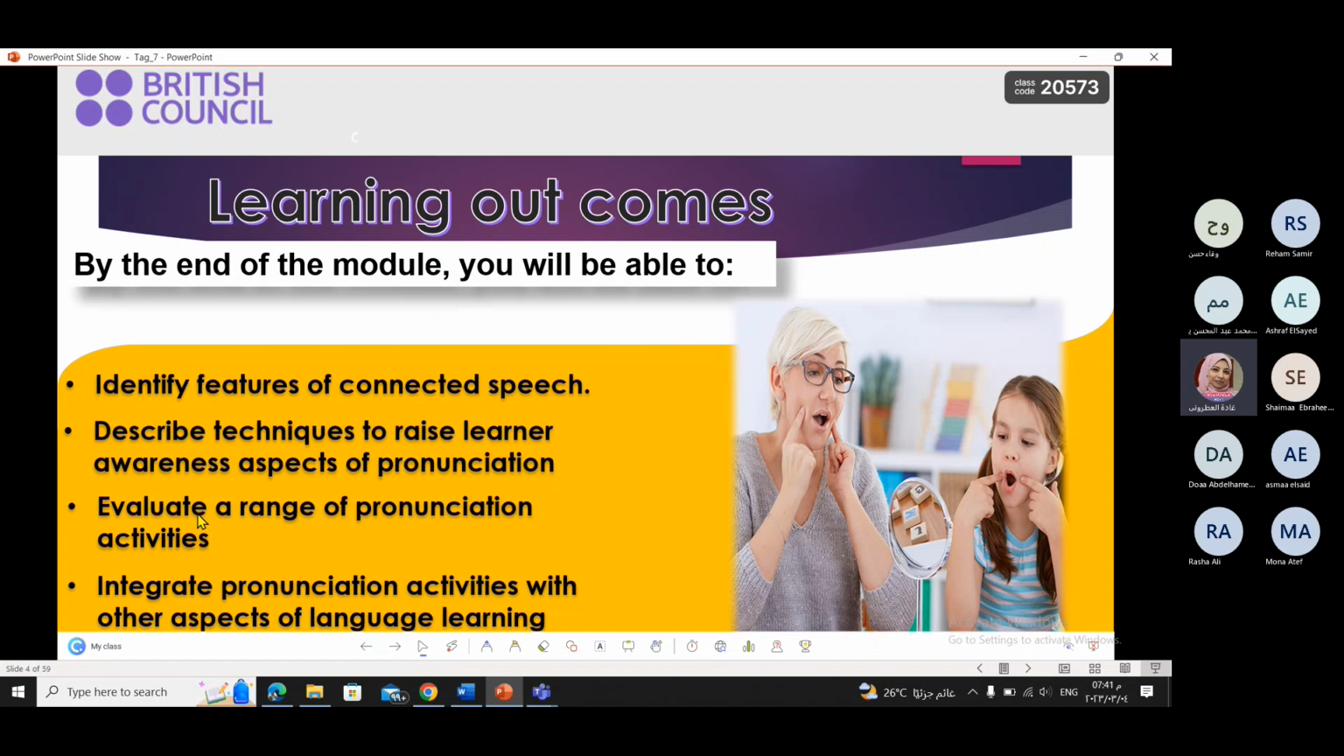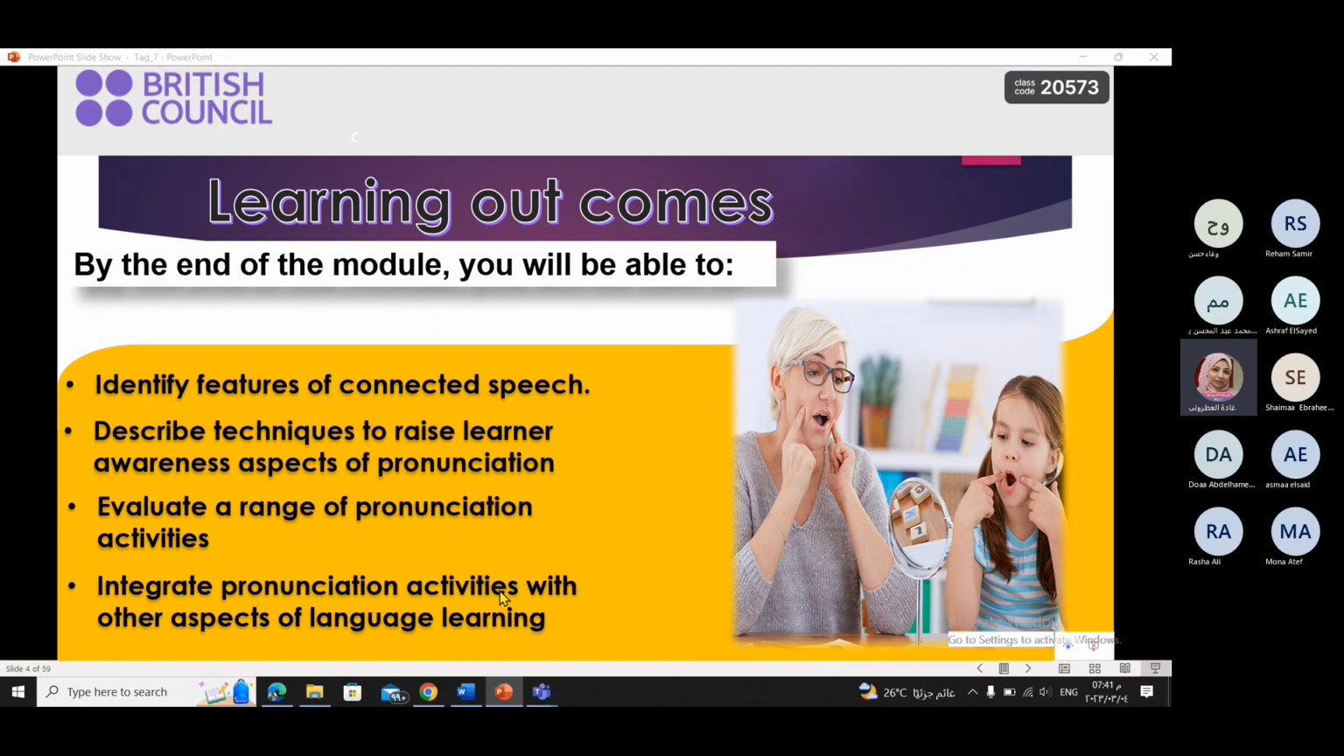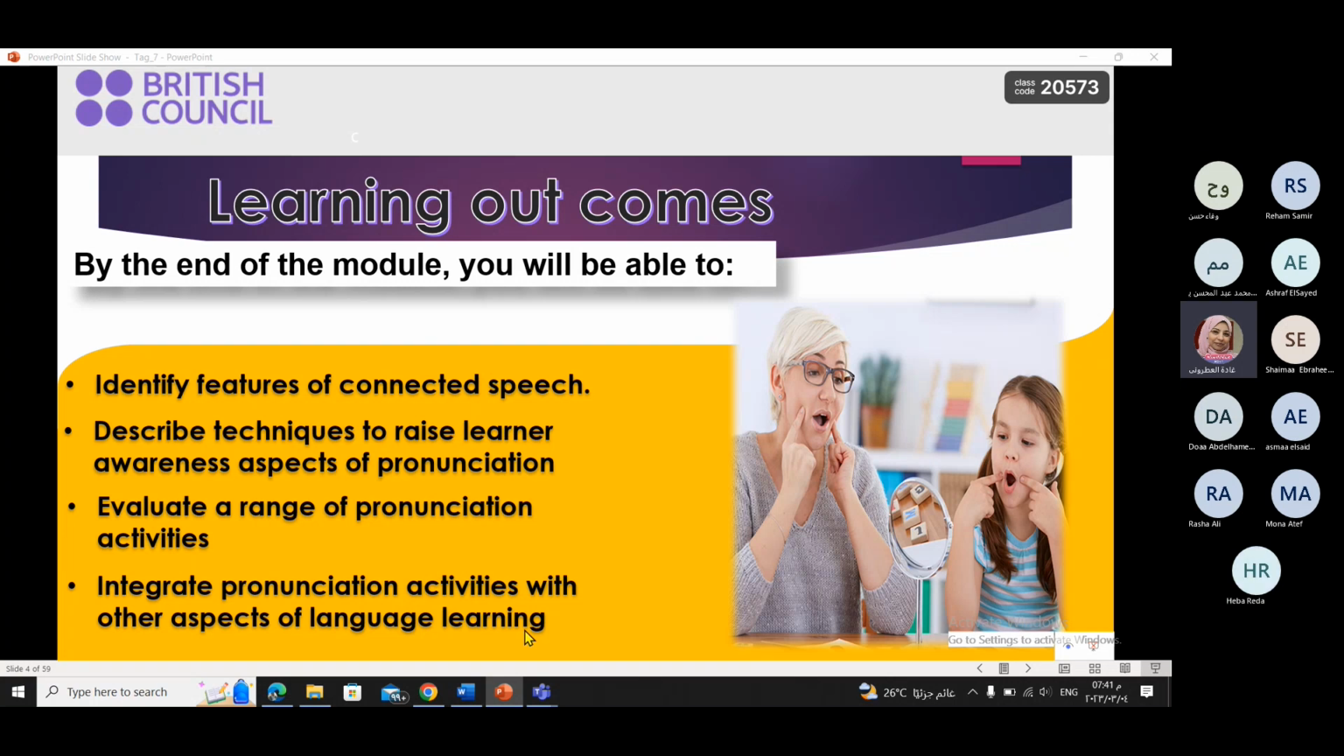And we are going to evaluate different ranges of pronunciation activities. And at the end, we are going to have some activities in which we learn how we can integrate pronunciation with other aspects of language learning in different classes. So our aim today is to learn that pronunciation is not something away from English language teaching, but it must be integrated in our ESL classes.